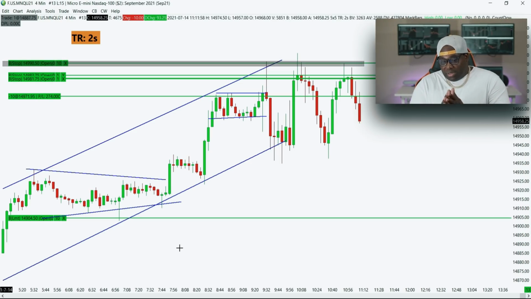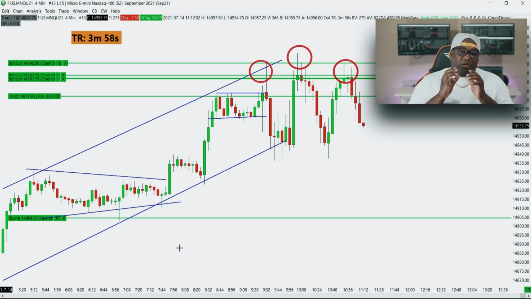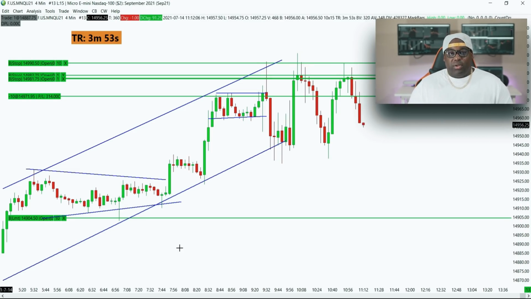Now, notice how we created a head and shoulders. A head and shoulders is a reversal pattern, okay? So I saw that head and shoulders. I said to myself, you know what? I want to hold this because if this is a true head and shoulders, most likely I'm gonna get that nice reversal to the downside, right? So that's what I'm looking for. So let me show you guys what happened next.